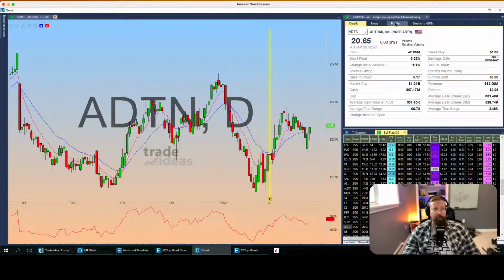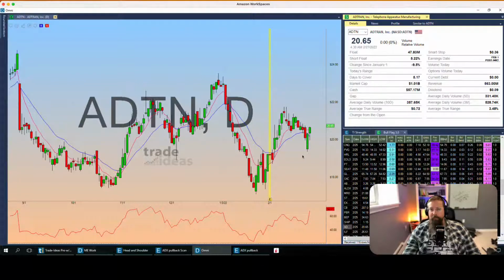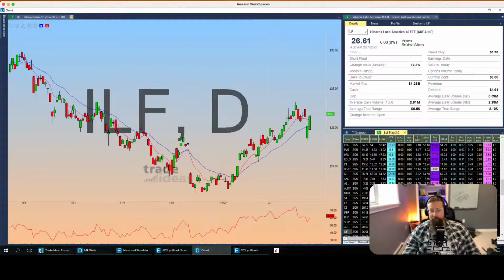Telephone apparatus manufacturing. What in the piss does that even mean? Provision of telecommunication platform services, focused on broadband access to the market. Again, just for curiosity. Who knows? This is a little bit too much of a slow mover to me, but nice looking bull flag that's pretty evident there.